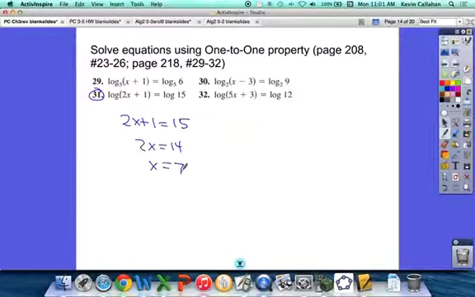So remember, whether it's an exponential or a logarithm, if you have to solve with a one-to-one property, make sure there is a line where you have a log equals a log, and then you write that equation. Or an exponential equals an exponential, and then you write the equation of the exponent. Don't skip over that part.